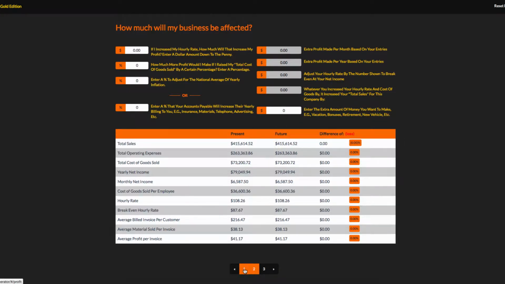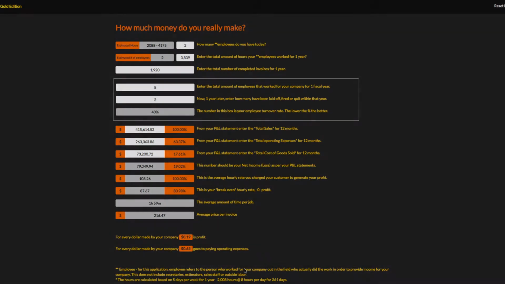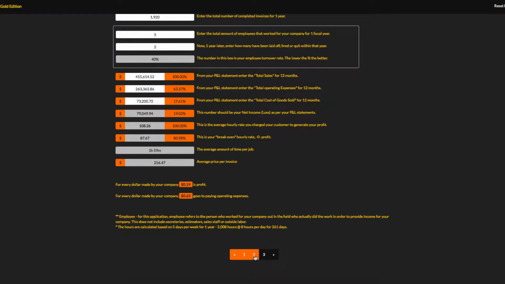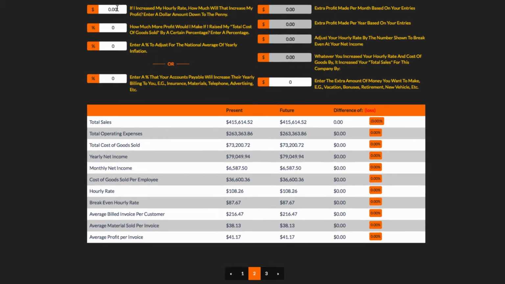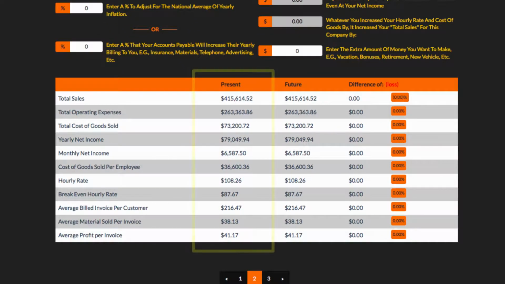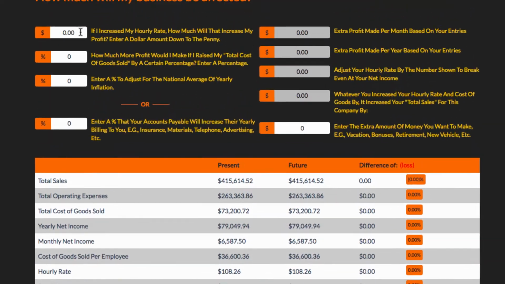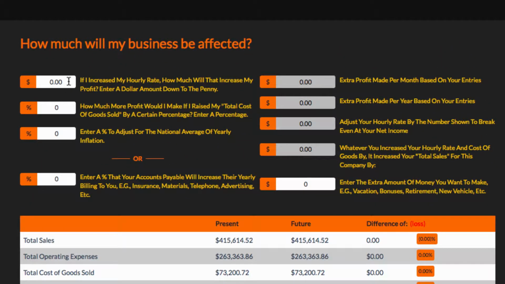So here is the first page of the profit generator where we entered all the information from our P&L statements. Click on page 2. And now we are on the second page, and the first thing we see is our present and future income columns at the bottom. The numbers from the present vertical column are being pulled from the first page of the profit generator. The numbers down here will calculate based on your entries from up here at the top.